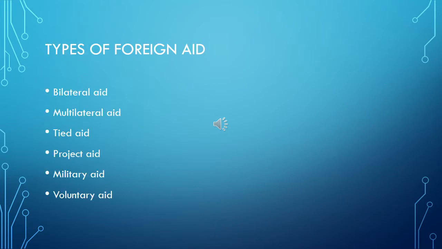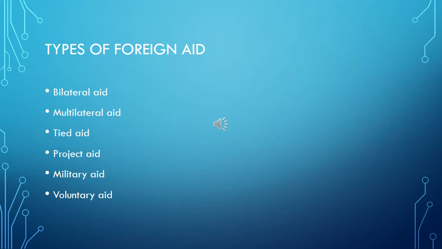Now moving on to the next slide, here we are going to study what the types of foreign aid are. There are six types of foreign aid, which I'm going to name: bilateral aid, multilateral aid, tied aid, project aid, military aid, and voluntary aid. We are going to start with bilateral aid.